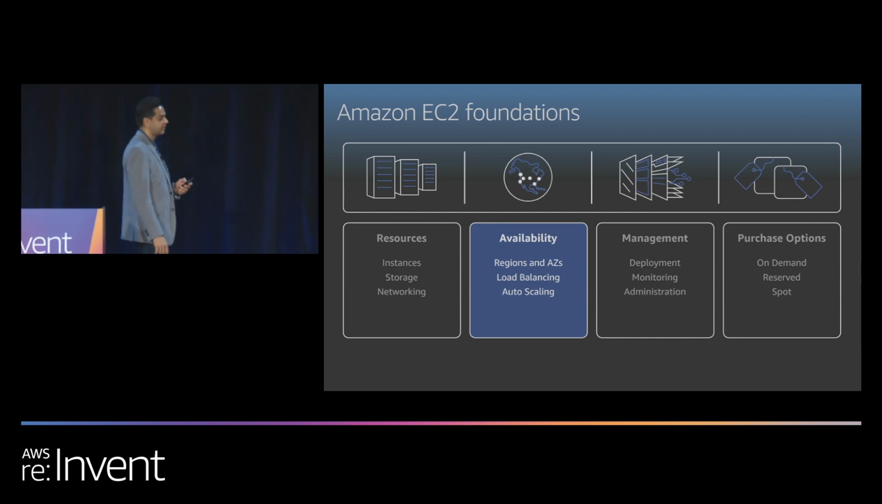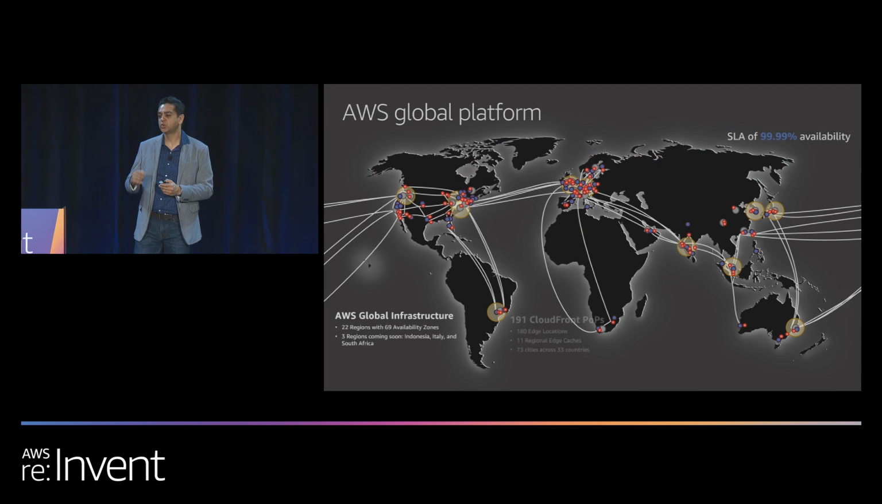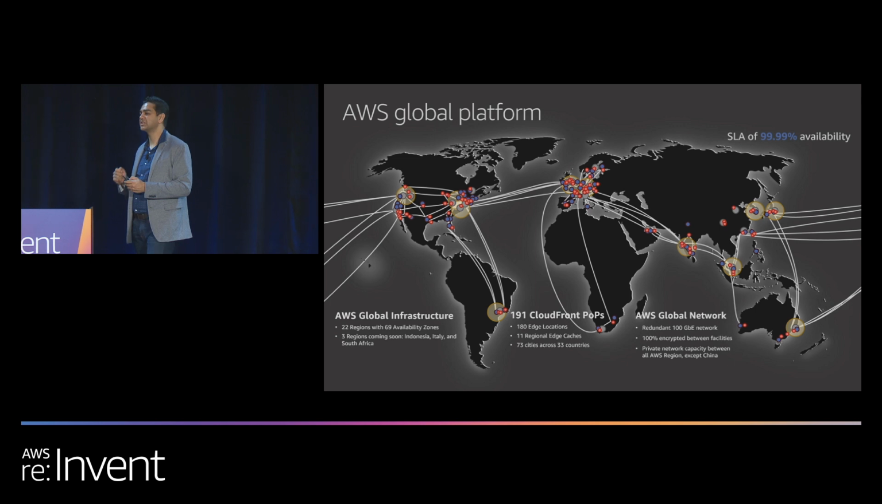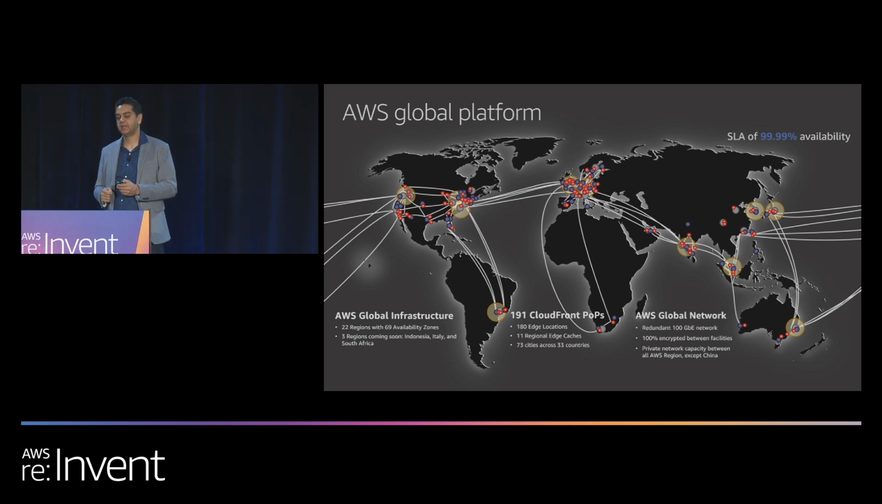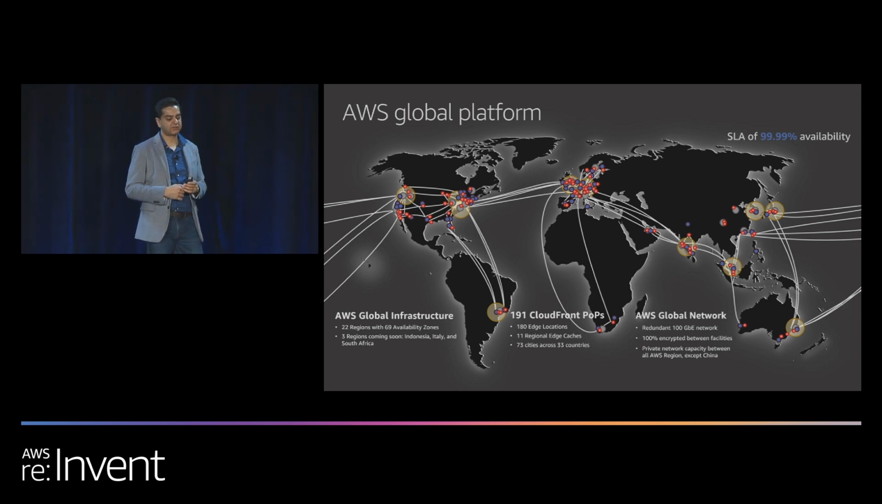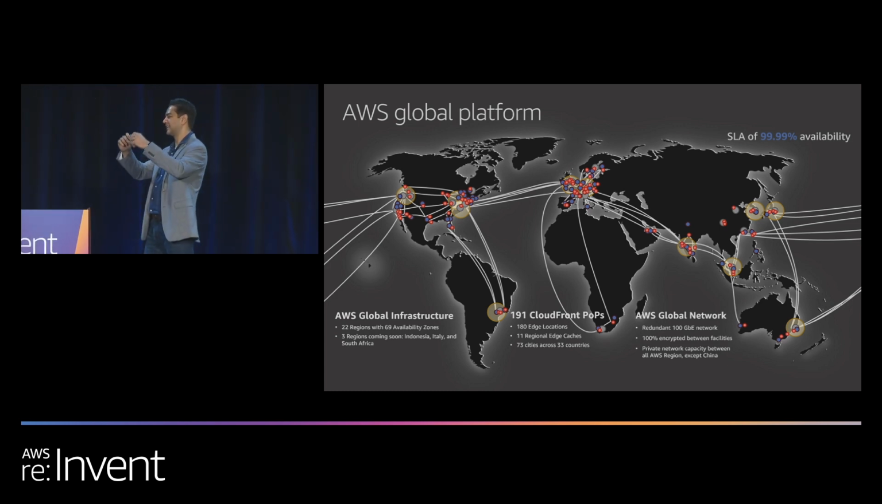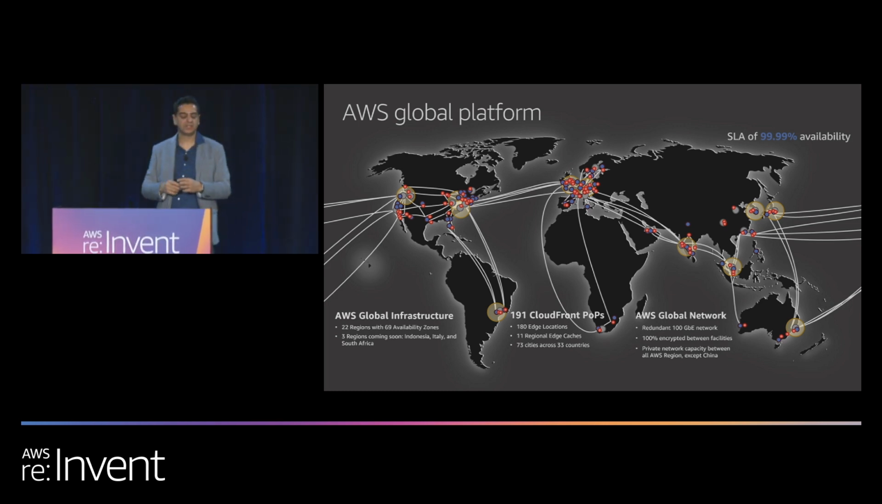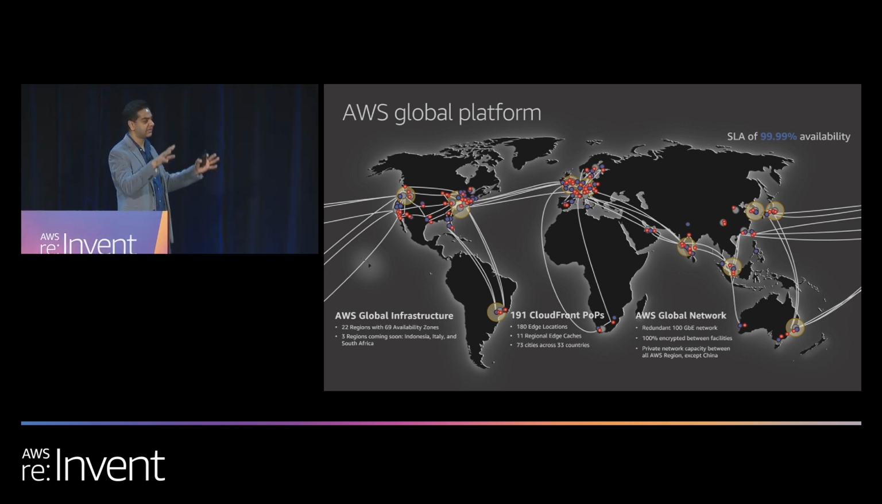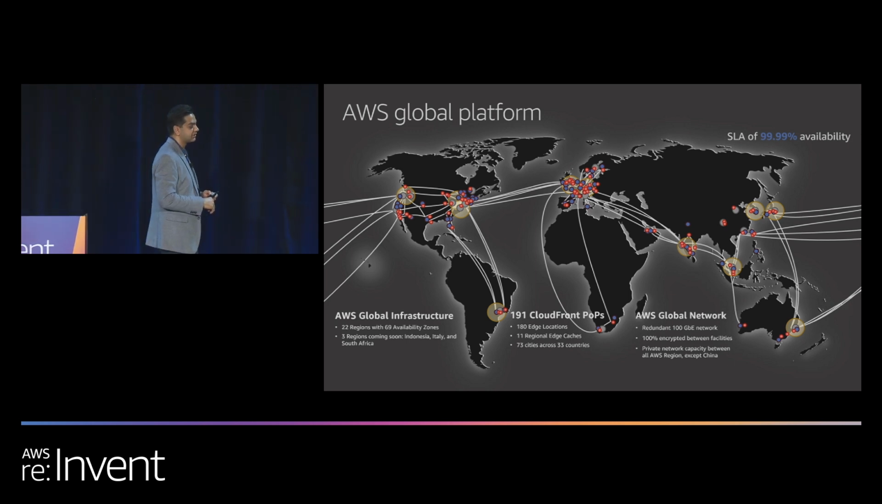Now let's talk about regions and AZs. We have 22 regions across the world, and that maps to 69 availability zones. And we have already announced our plans to roll out 4 additional regions in the next year. Indonesia, Italy, and South Africa being 3 of them. We have our own proprietary network that connects all the regions together. It's a really high bandwidth, fault-tolerant, redundant network that connects all of our regions together.